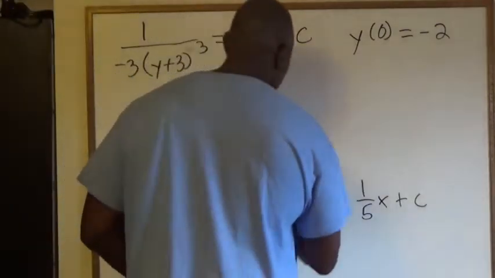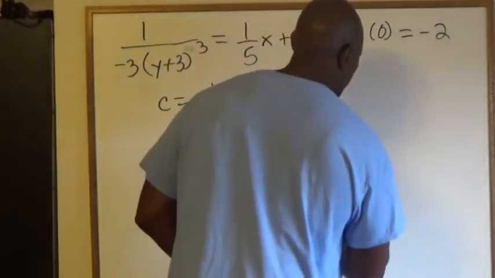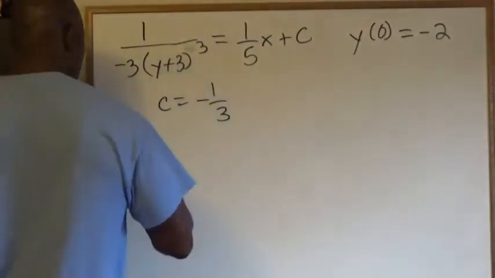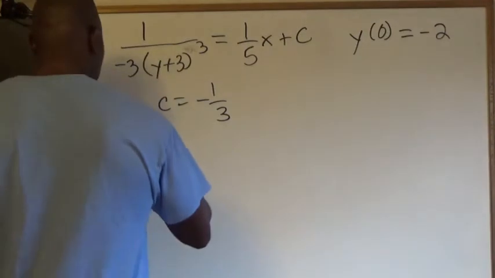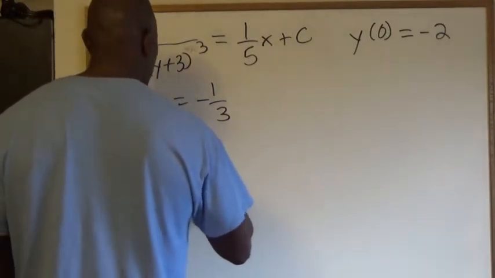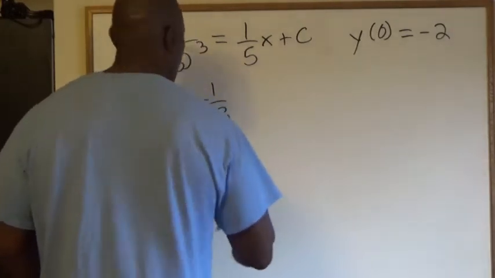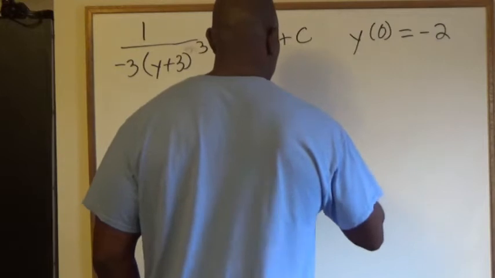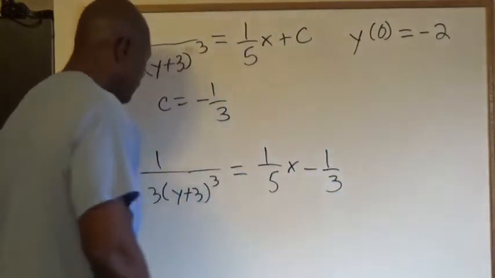So that means our differential equation with the value of C plugged in is 1 over negative 3 times y plus 3 cubed, and that equals 1 over 5x minus 1/3.